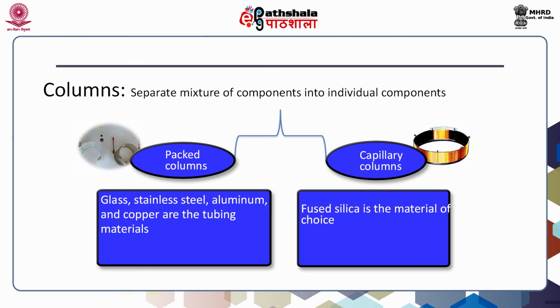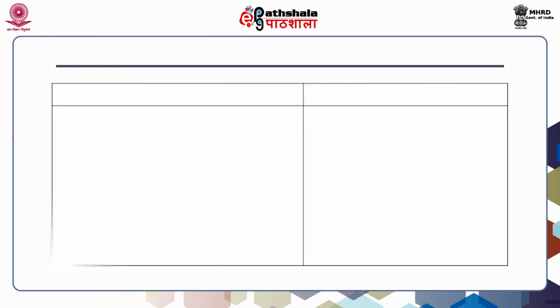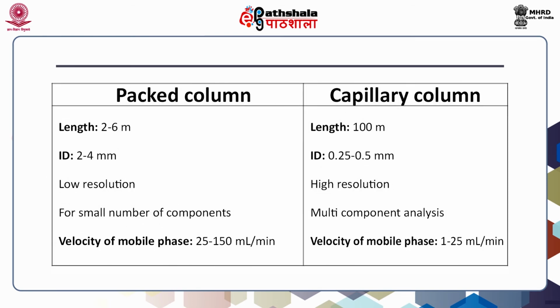These columns are very important in gas liquid chromatography analysis. Initially people were filling them themselves, but now they are readily available in various catalogs from various manufacturers. Let us discuss the dimensions of these columns. From this table we can see that in the case of packed columns the length varies from 2 to 6 meters, whereas in capillary columns the length can go up to 100 meters.